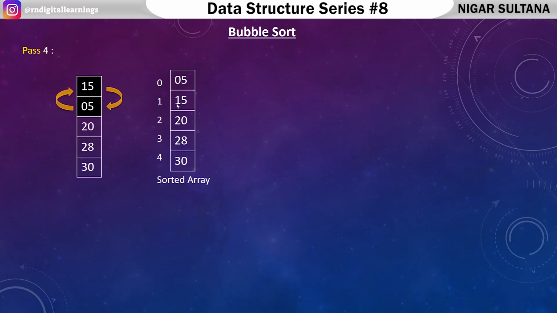Now this fourth largest element is placed at the first location. See, this is our sorted array with the help of bubble sort: 5, 15, 20, 28 and 30. All the 5 elements are being arranged in ascending order.